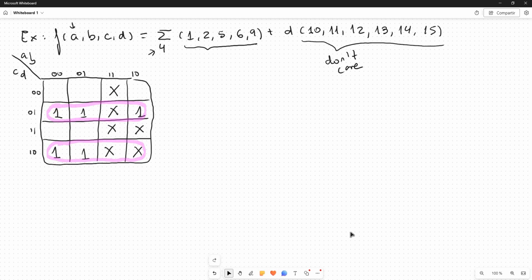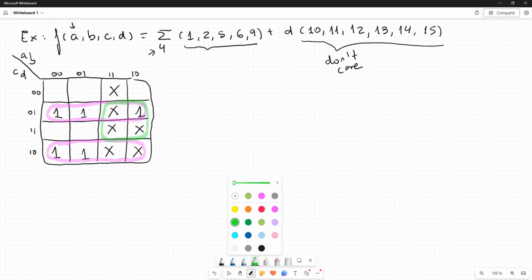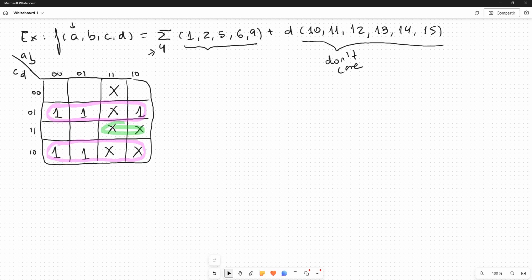So with this, we have covered all the function. And you can tell me, Andreas, you told me that we have to include all the larger prime implicants. For example, this can be a prime implicant because it's a 4-cell group, the same size as this one. Yes, you're right, but we are going to consider that the X has the value that we are interested in. I'm going to consider, for example, that these Xs here are zeros. So I have completed all the function.